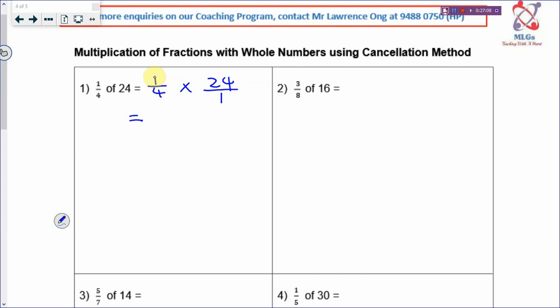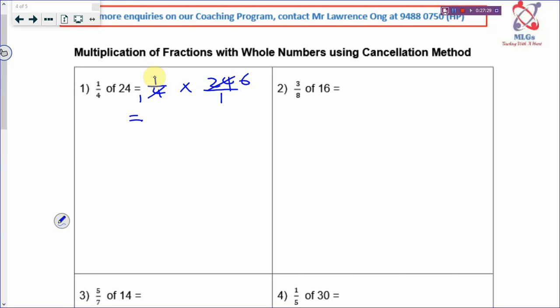Alright, so let's look at diagonal. 4 divided by 4, right? And then can 24 divide by 4? Yes. Okay, and whatever you cannot cancel, right? What is the purpose of cancelling? The purpose of cancelling is to make the numbers smaller so that you can work out the answer faster. Alright, otherwise you have to do a lot of working.